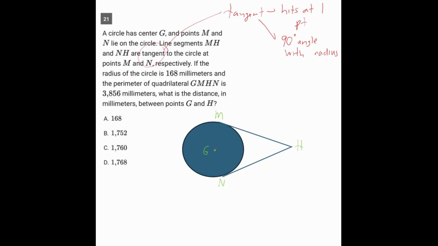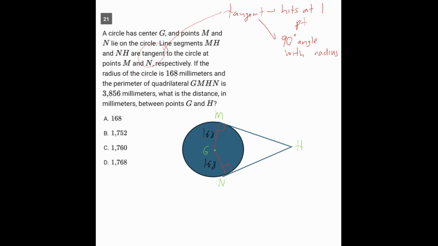So if we can draw the radius here and here, one thing we know so far is that we have right angles there and there. We're also being told the radius is 168. So both of those are 168. They're both radii. And the perimeter of the quadrilateral is given to us.